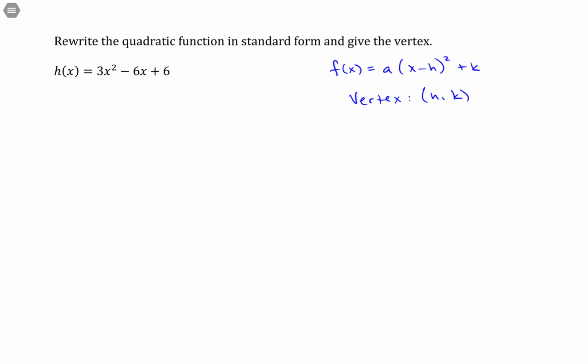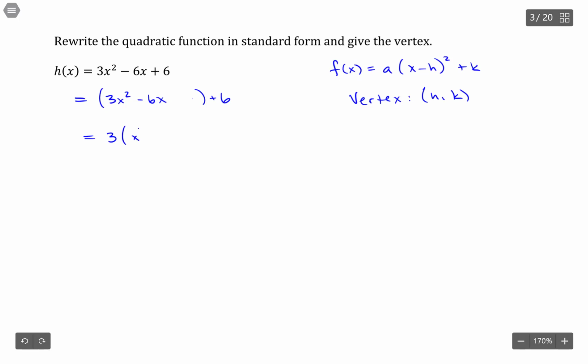To get the quadratic in that form, what we have to do is use a process of completing the square. In this process, we separate everything with an x away from the constant term. Then, if there happens to be anything multiplying my x squared, I need to factor that out. So that would leave me with 3 times x squared minus 2x, and then I have a plus 6 on the outside. Now, to complete the square, I take the number multiplying x, divide it by 2, and square it.